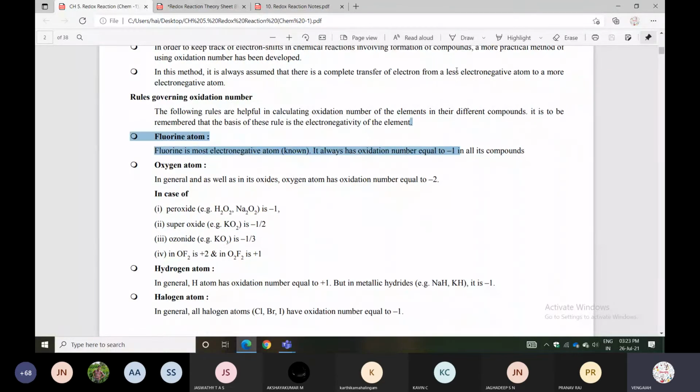But there are a few exception cases. Peroxide condition -1, superoxide condition -1/2, ozonide condition -1/3, OF2 condition +2, O2F2 condition +1. So oxygen has variable oxidation states. Generally the oxidation number of oxygen is -2, but it depends on conditions. In peroxides, where an oxygen-oxygen single bond is there, the oxidation state is -1.